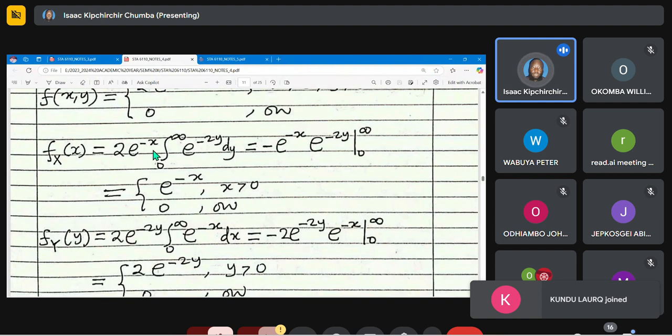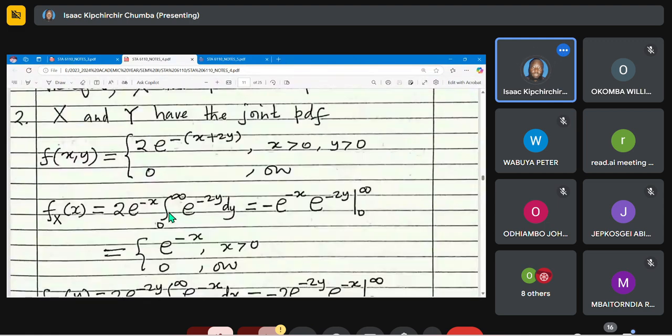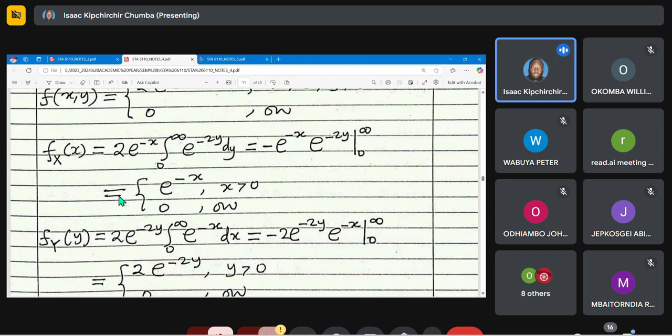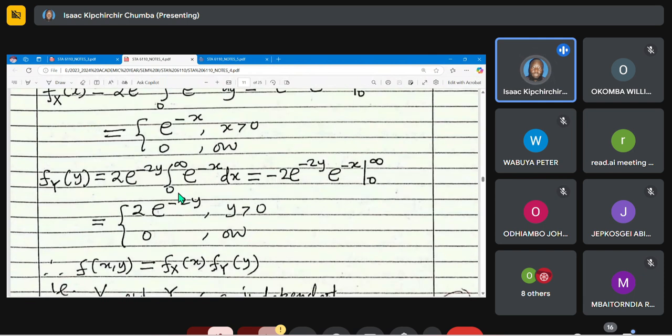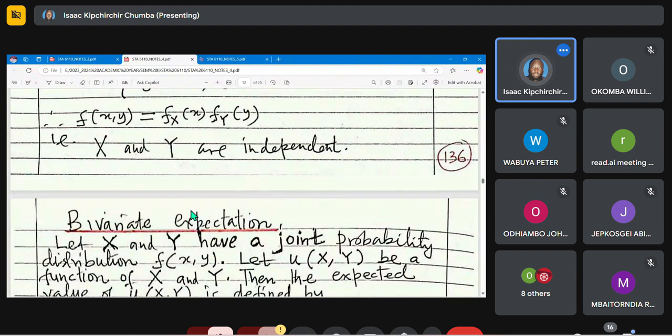This is the same story. We get another exponential. And you can see when you multiply the two, you actually get the joint. So this is an example of the case where the two random variables are independent. You multiply the marginals, you get the joint. So this is an example of the continuous case where x and y are independent.